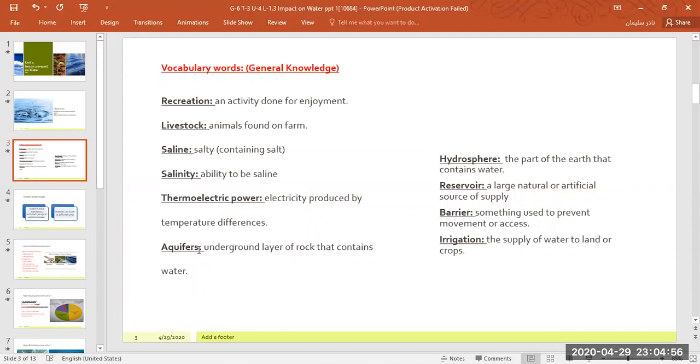Aquifers, underground layers of rock that contain water. Hydrosphere is the layer or the part of the earth that contains water. Reservoir is a large natural or artificial source of supply. Barrier means something used to prevent movement or access. Okay? Irrigation is the supply of water to land or to crops. These are words that are very important during this lesson, and you have to know their meanings.